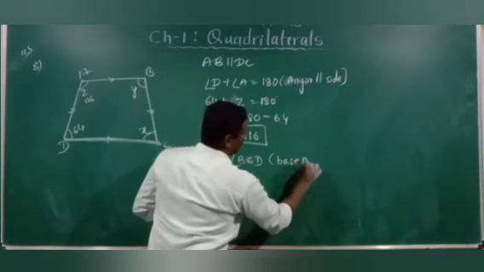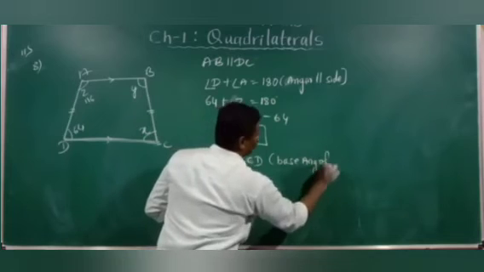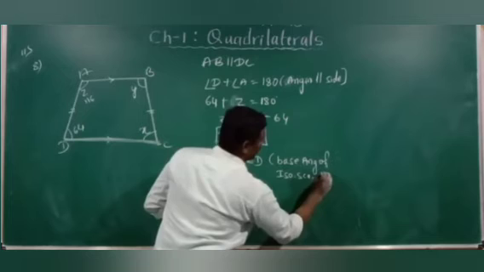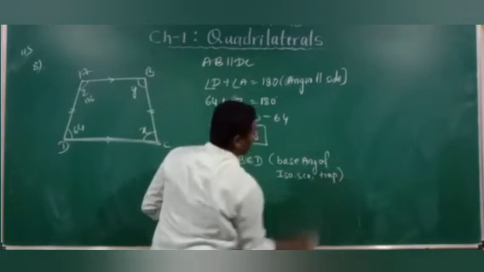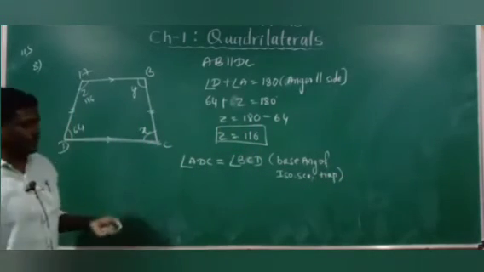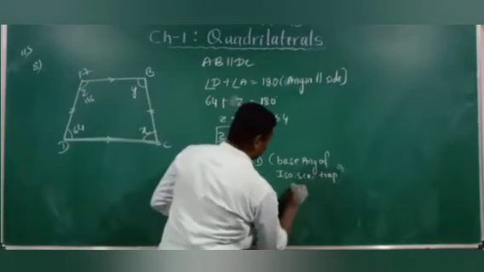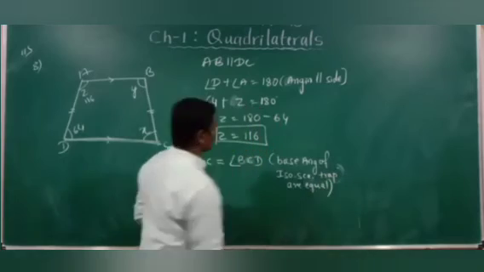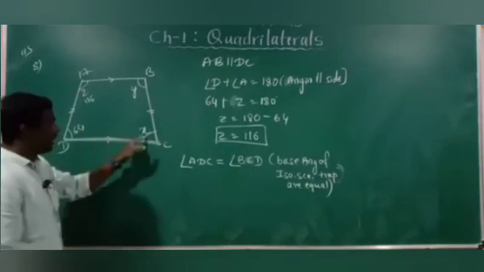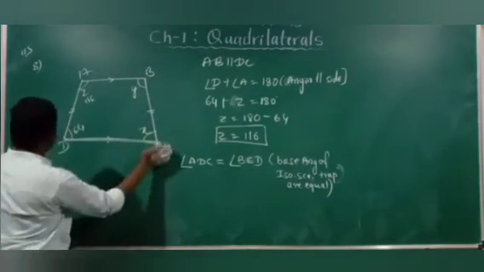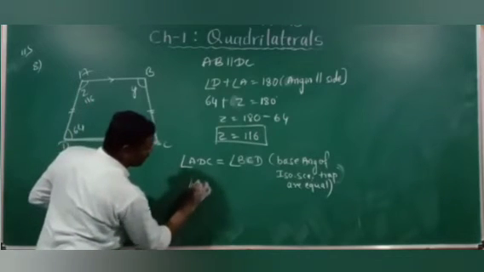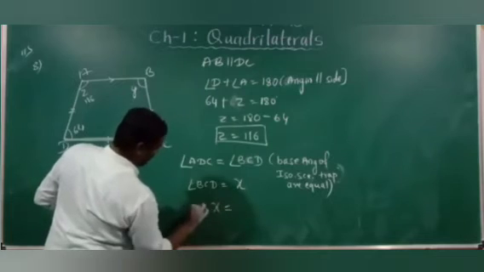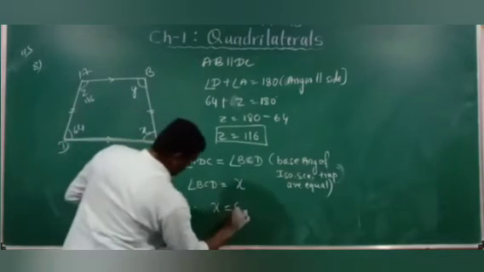Base angles of isosceles trapezium are equal. So here x is equal to angle BCD, angle BCD is nothing but x. Therefore the x value is also 64.